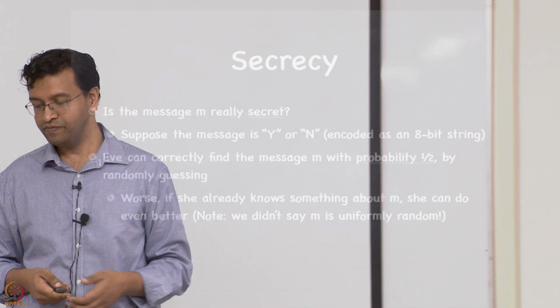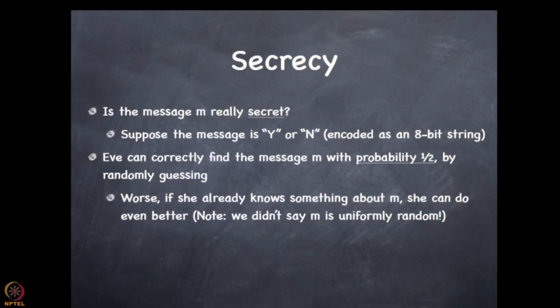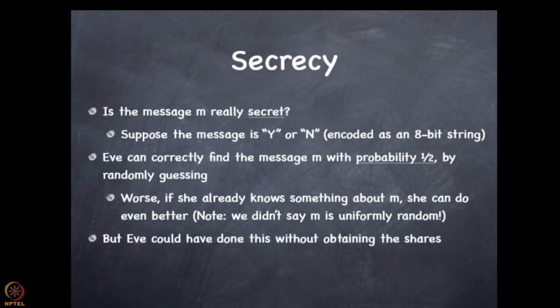Maybe 80% of the time you'll be saying yes. You encrypt that, send it. The eavesdropper says, okay, I think you said yes, and she would be right with probability 0.8. That's pretty bad. Well, there's nothing we could have done about this. This is something Eve, the eavesdropper, could have done.